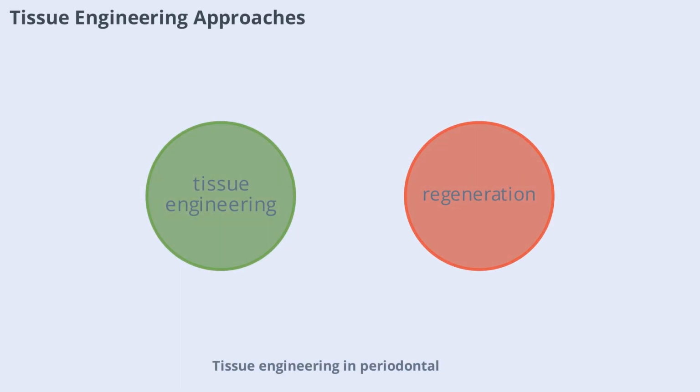Tissue engineering in periodontal regeneration involves three main approaches: protein-based, cell-based, and gene-based techniques. These strategies aim to reconstruct lost tissues by combining scaffolds, signaling molecules, and cells, creating an environment conducive to regeneration.